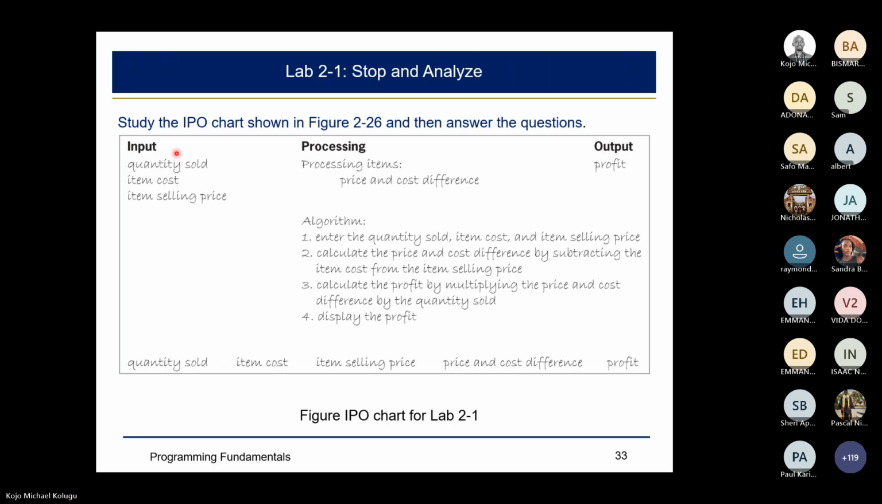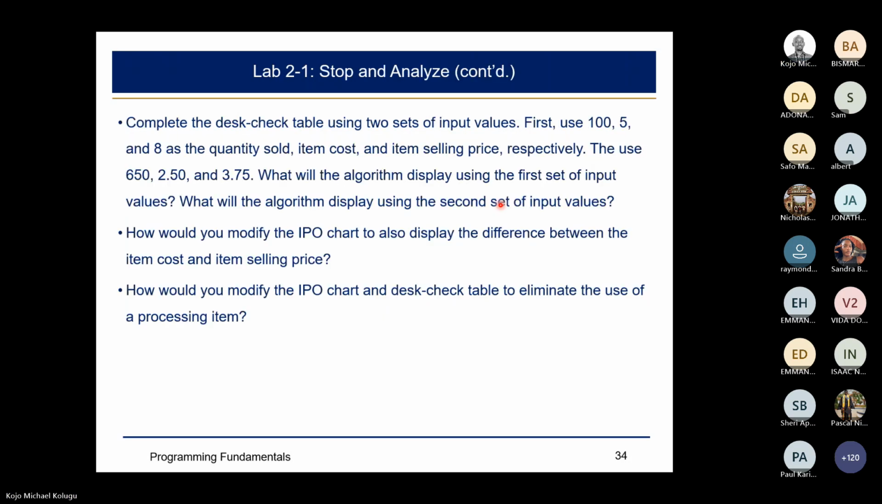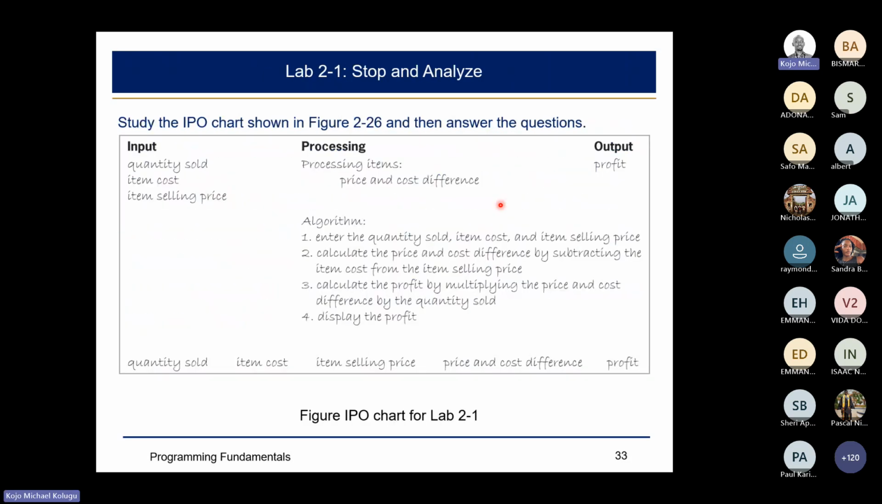Now, this problem says to study the IPO chart below in this figure, and then answer the questions that follow. So this is the question, and this is the IPO down here. There is quantity sold, there is an item cost, and there is an item selling price. Interesting. So there is an item cost, which is the actual cost of the item, and there's a selling price of the item. And there's a quantity that is sold, right?